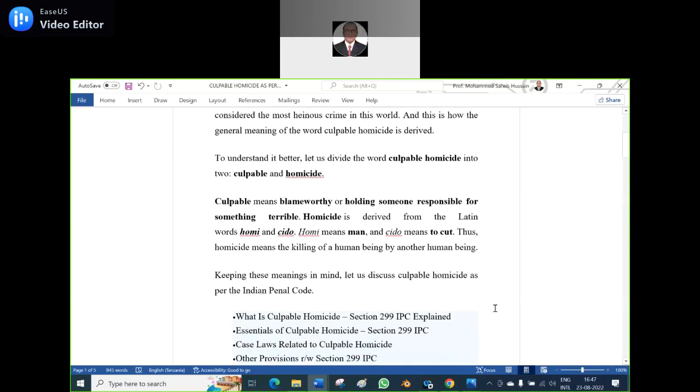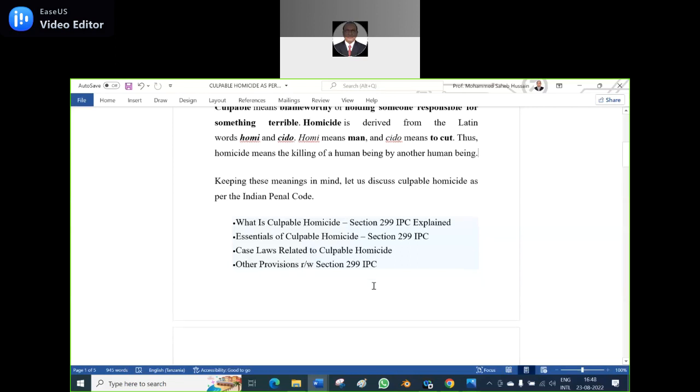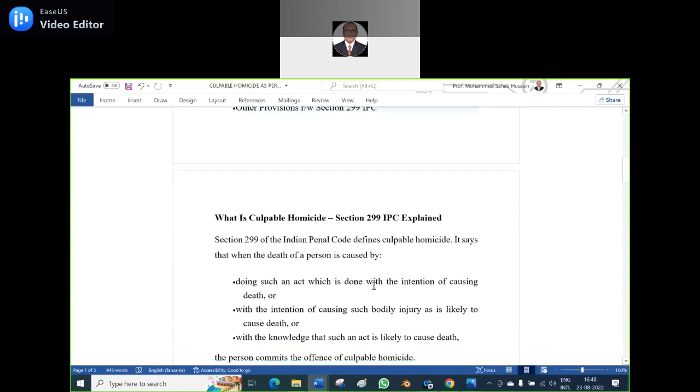Keeping this meaning in mind, let us discuss culpable homicide as per the Indian Penal Code. First bullet: what is culpable homicide? It is under Section 299 of the IPC. We will explain the essentials of culpable homicide in the same section, the case law related to culpable homicide, and other provisions read with it. Participants should say read with. Section 299 IPC, what is culpable homicide? We will explain it here.